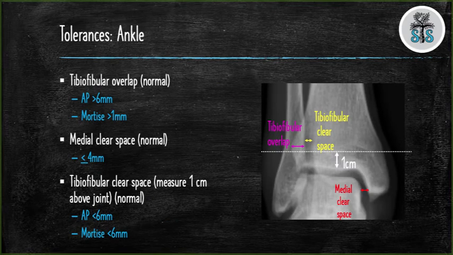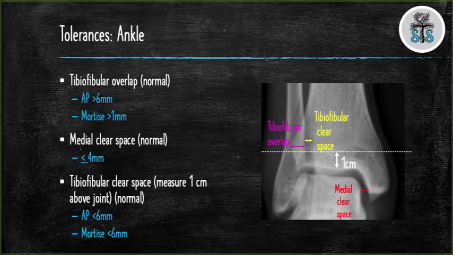The tibiofibular overlap is measured 1 centimeter proximal to the tibial plafond. It is the overlap seen on radiograph of the tibia and fibula. Normally, there is greater than 6 millimeters on an AP and greater than 1 millimeter on the mortise view.